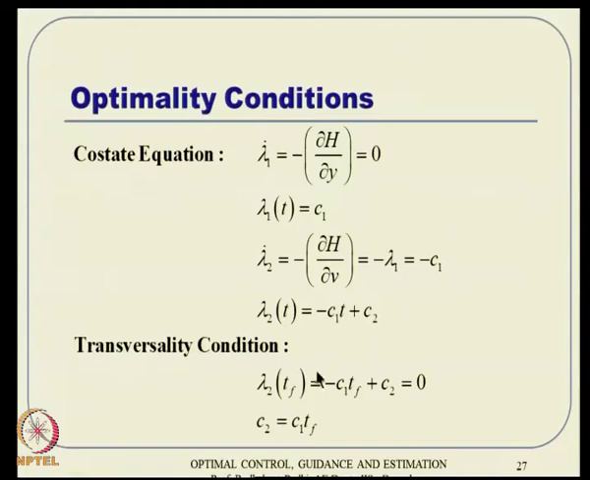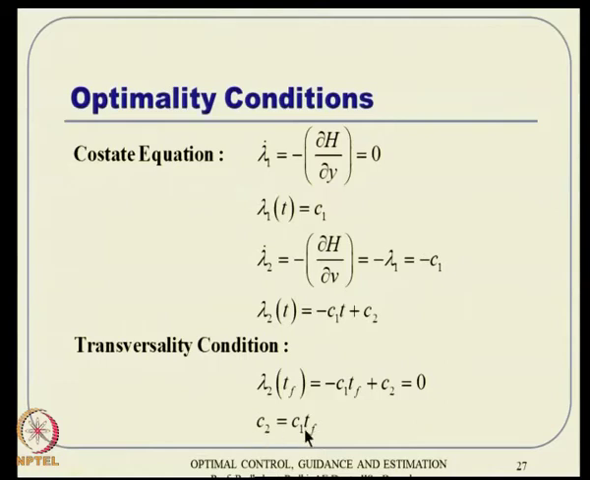Then here we can invoke the transversality conditions to evaluate C1, C2. One of the transversality conditions is that lambda 2 at Tf has to be equal to 0, because V of Tf is free. So now, if you put T equal to Tf in lambda 2, you get this constraint equation, and hence C2 is nothing but C1 into Tf.